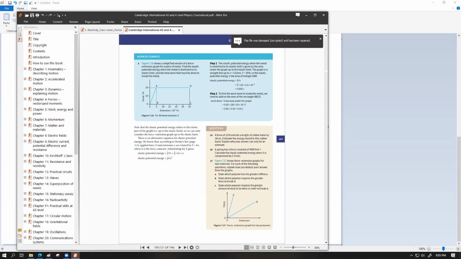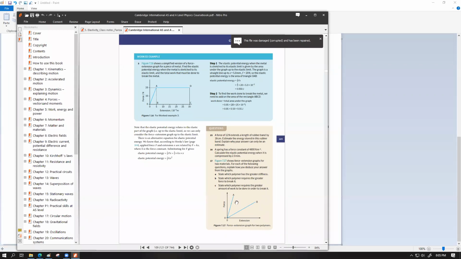State which polymer requires greater amount of work to be done in order to break it. This is a force extension graph, so here they are showing us the graph up to this much point. So you need to assume that this is going to break at this point because the graph is not further down the line.